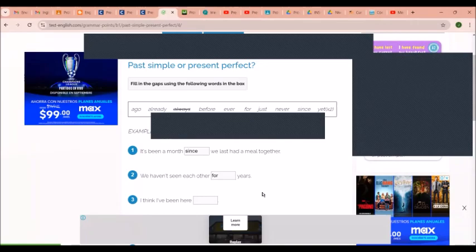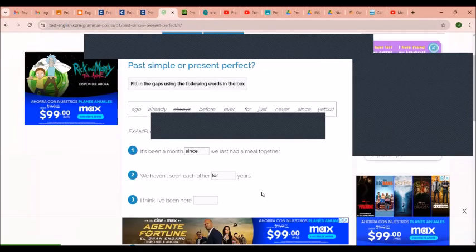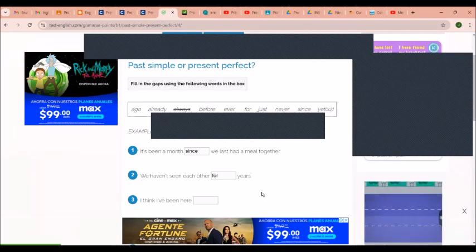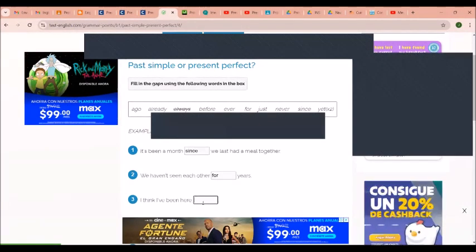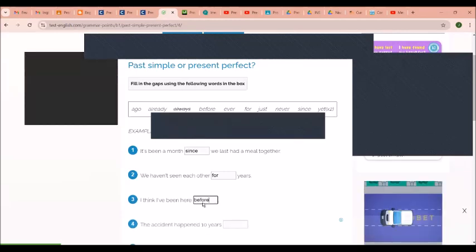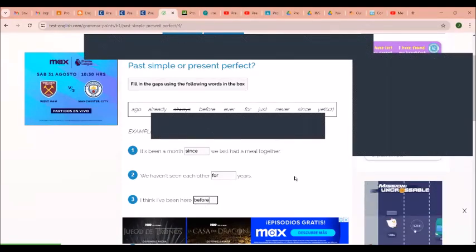Go ahead. I think I've been here yet. All right. Yo creo que yo estuve aquí antes. What's the word we use for antes? Ago. I don't know. All right, we use the word before. I think I've been here before. Yes, I think I've been here before. Right? Yo creo que estuve aquí antes.